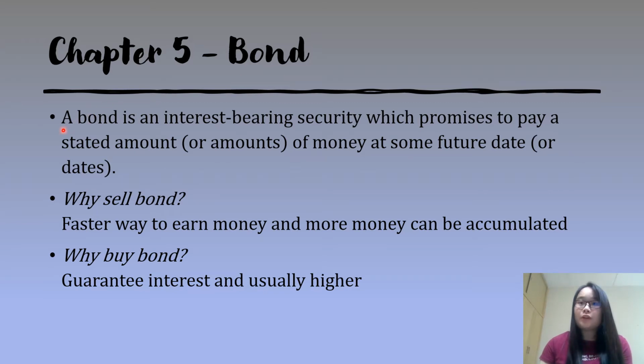So what is a bond? A bond is an interest-bearing security which promises to pay a stated amount of money at some future date, which is the maturity date. So why sell a bond? Because it's the faster way to earn money and more money can be accumulated. So why do we buy a bond? Because the interest is guaranteed and usually higher.